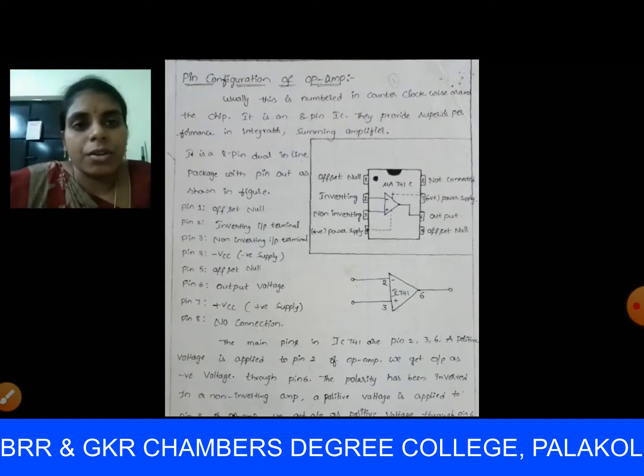Usually the pins are numbered counterclockwise around the chip. It is an 8 pin IC, and the diagram represents an 8 pin IC. They provide superior performance in integrator and summing amplifiers. The numbered configuration is 8 pin in counterclockwise, nothing but anti-clockwise, direction.